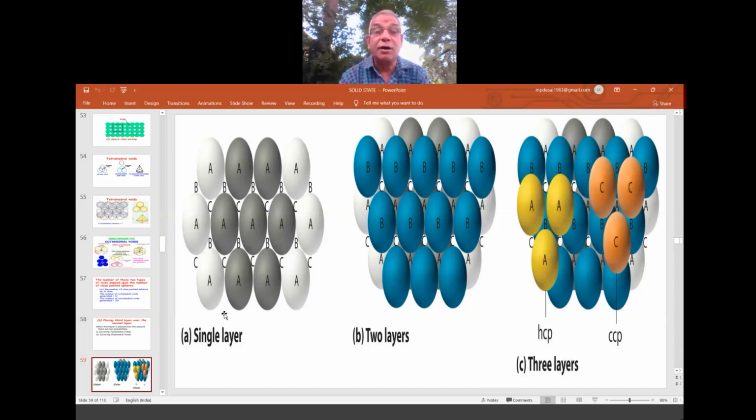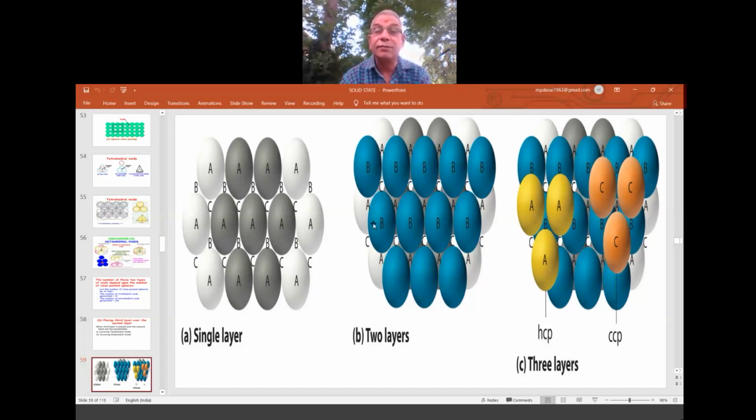Single layer, all single layer. Then 2 layers: white, black at the bottom, blue on the top. Again, one more layer on the top. This is the arrangement. So you can cover tetrahedral voids and octahedral voids. Just for visualization, you can use this picture.